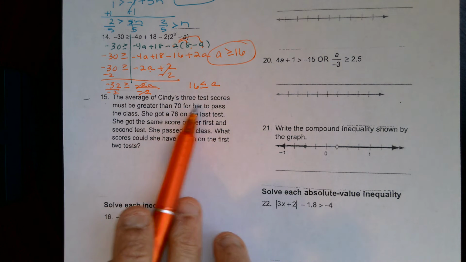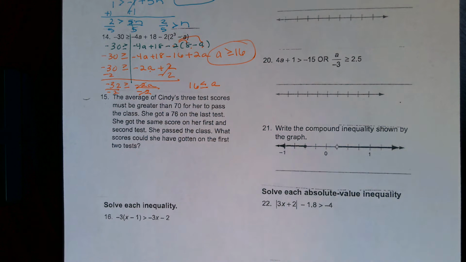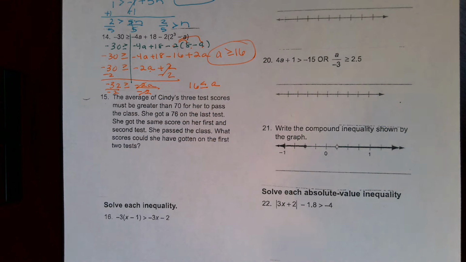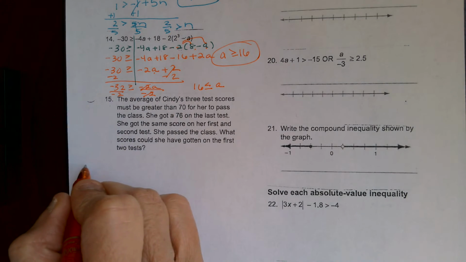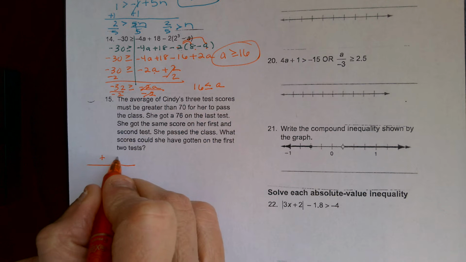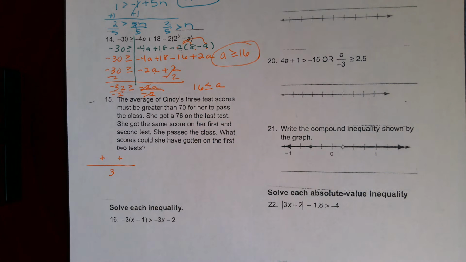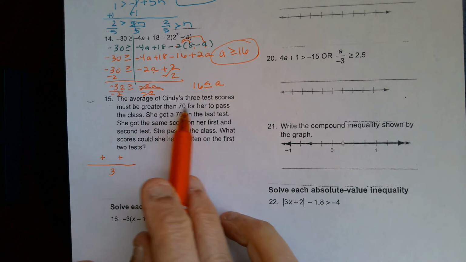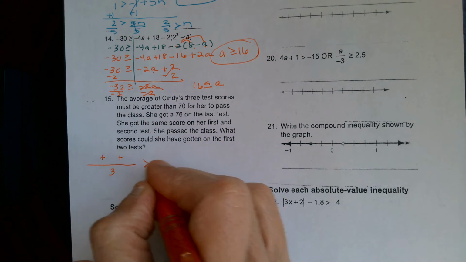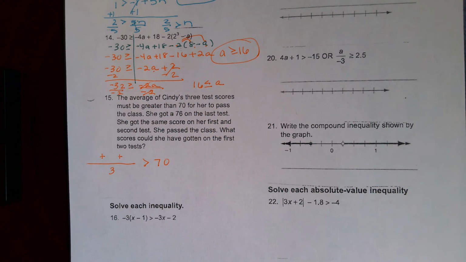The average of Cindy's 3 test scores must be greater than 70. We talked about this in class, and when you're averaging, you're adding up the scores and dividing by how many there are. So if there's 3 tests, then there's going to be 3 things added together here, and you're going to divide by 3. It says that when they do that, it must be greater than 70 for her to pass the test.